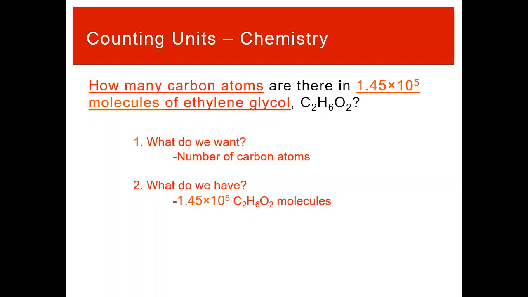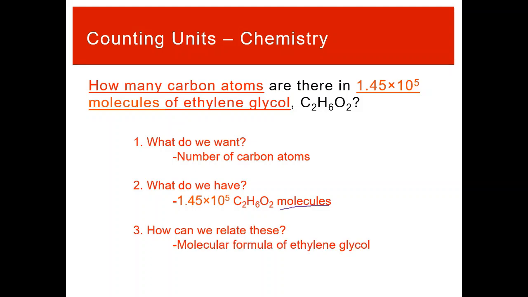So we want number of carbon atoms. We currently have number of molecules. Molecules here are countable objects, so when we're given that value, it's a number of molecules. We want the number of atoms inside those molecules, and we can relate these via the molecular formula. If we want to know the carbon atoms, there are some carbon atoms in each molecule, so the molecular formula tells us that relationship. Now let's take a look at actually working that out.